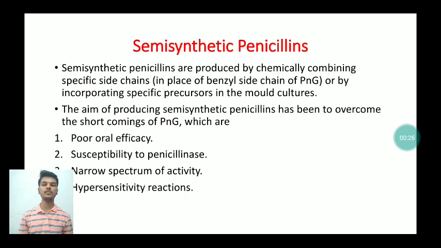Now what is the need of producing semisynthetic penicillins? They are produced to overcome the shortcomings of penicillin G, which is the poor oral efficacy because they are destroyed by the gastric acid. The second one is the susceptibility to penicillinase enzyme. Penicillinase is an enzyme produced by certain bacteria which destroys the beta-lactam ring in the structure of penicillin G and leads to its functional disability. The third one is its narrow spectrum of activity, and the fourth one is the hypersensitivity reactions caused by it.